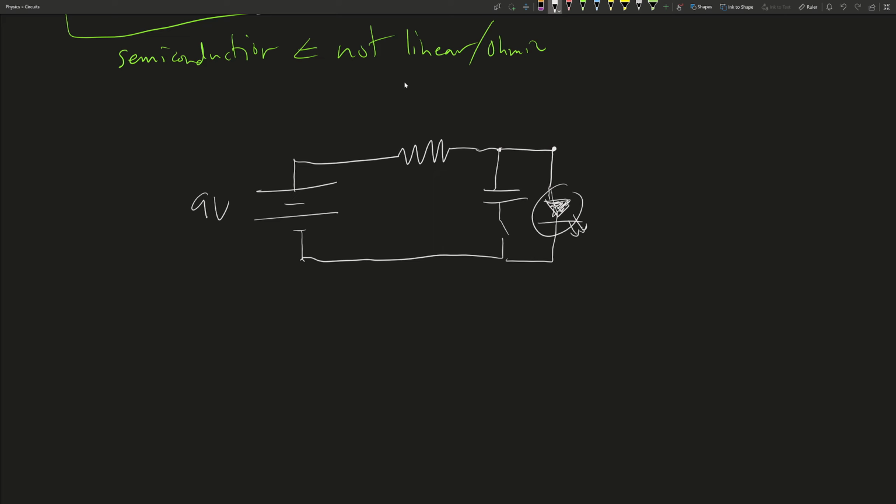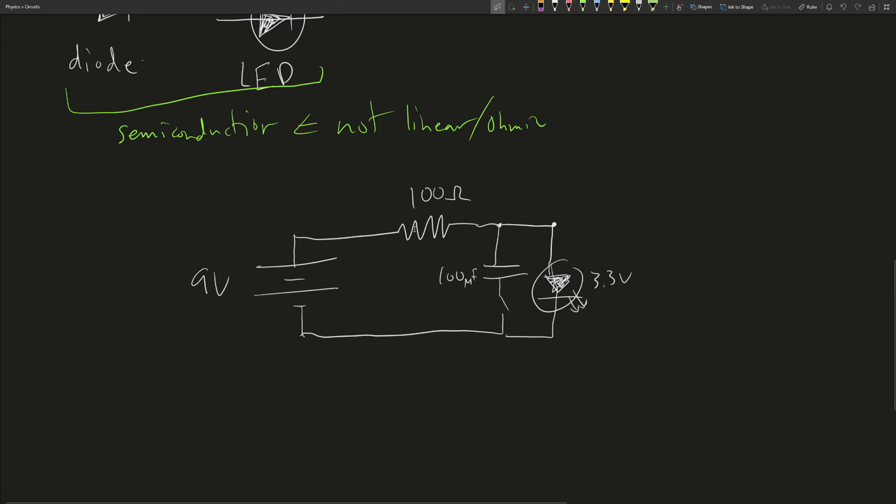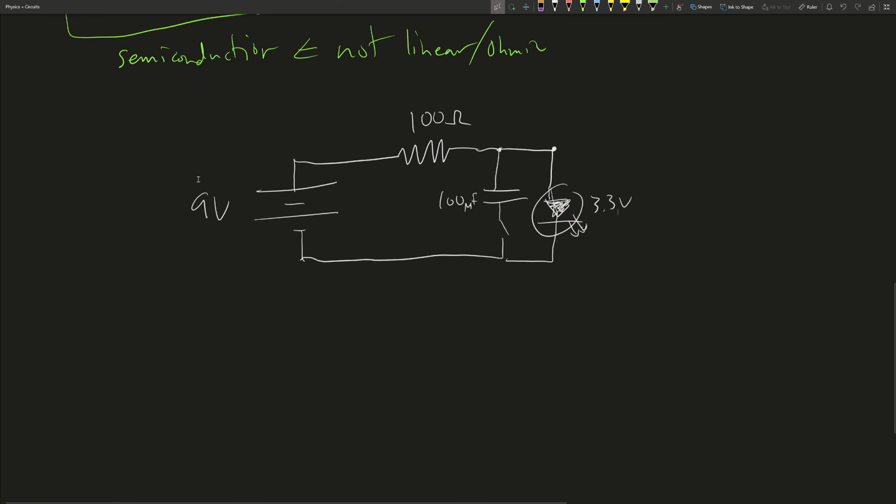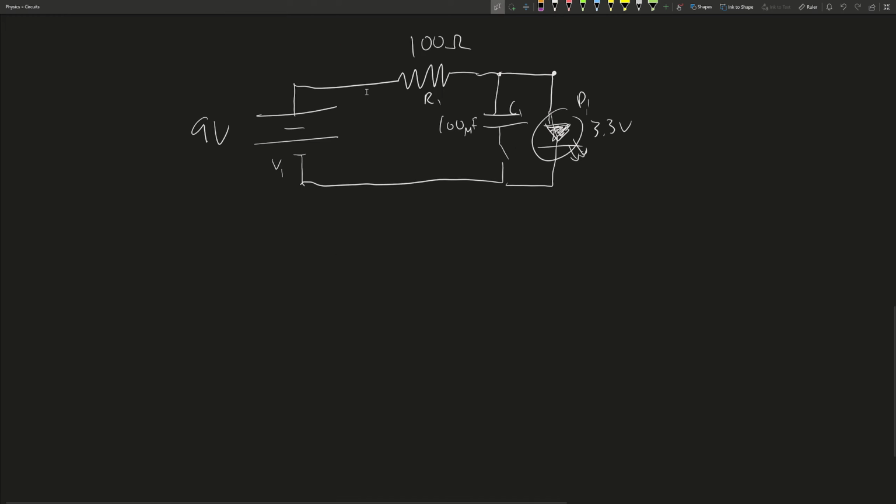And so usually these will also have values assigned to them. Like this would be, I don't know, maybe let's say 100 ohms, and then this might be 100 microfarads, and then this LED would be like 3.3 volts or something. So usually these are labeled and have values assigned to them. A label might look like V1 or battery one, and then this might be R1, C1, and then LED1 or D1 for diode. So that's what a circuit might look like. And obviously they get way more complex than that.